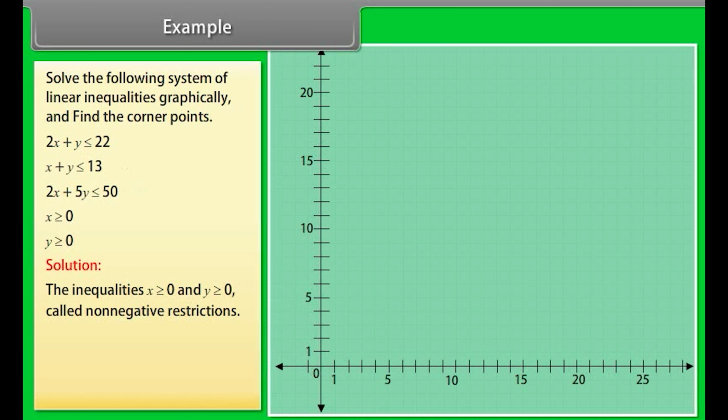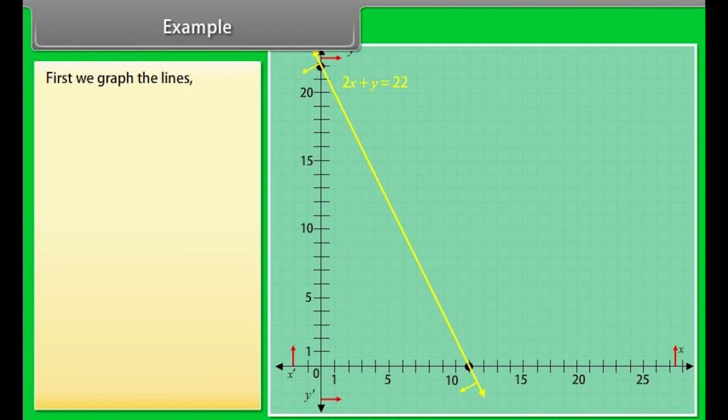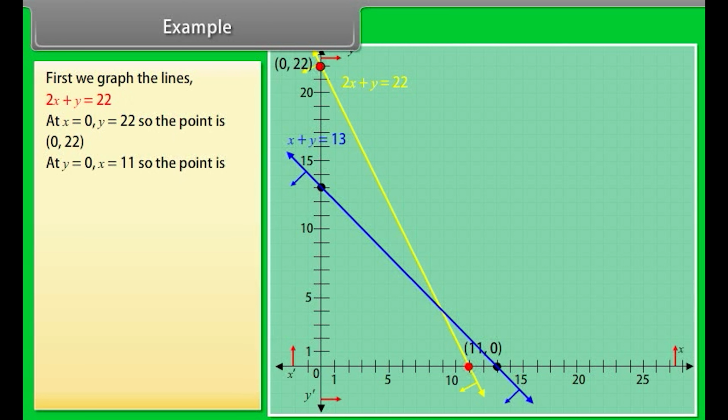The inequalities x greater than or equal to 0 and y greater than or equal to 0 are called non-negative restrictions. The solution region lies in the first quadrant, and we can restrict our attention to that portion of the plane. First, we graph the lines as follows. 2x plus y is equal to 22. At x is equal to 0, y is equal to 22, so the point is 0, 22. At y is equal to 0, x is equal to 11, so that point is 11, 0.